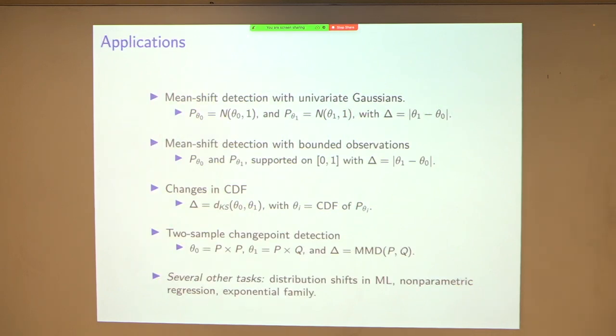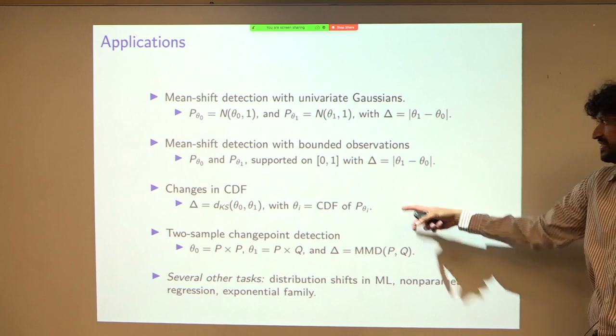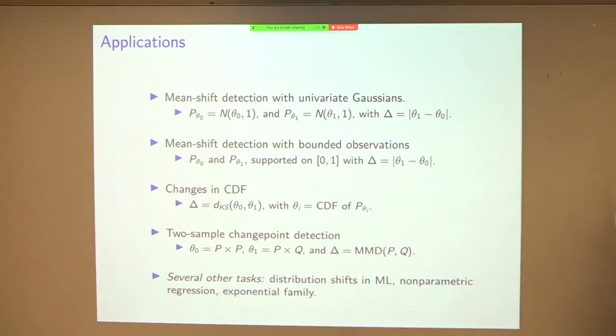So as I said, now you have applications to, let's say, mean shift detection with bounded observations or changes in the CDF, because I showed you that we have these confidence sequences for the entire CDF. So if the CDF changes and you just want to know, I don't know what the pre-change distribution or the post-change distribution is, I just want to know if the distribution changed, that's it. Then that's fine. The theta is the entire CDF of the distribution, and you can just use the Kolmogorov-Smirnov distance, and we have confidence sequences for that quantity, and so you plug that in and it works.